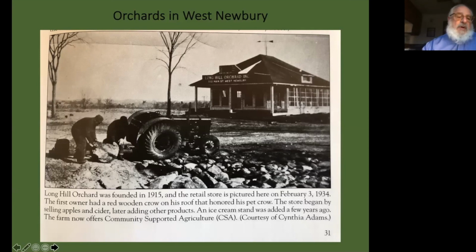But also what was going on, and part of the reason why the land looked so cleared in some of the early pictures, was that there was a lot of orchard work being done in West Newbury at the time. John McGrath said that just like the sheep craze early on, there was a craze about planting apples in the early 1900s. And Long Hill Orchard was founded in 1915. And what do you do? You clear the forest out, and instead of planting crops or pasturing animals, you put in apple trees. And that was apparently a favorite farming occupation at the time.